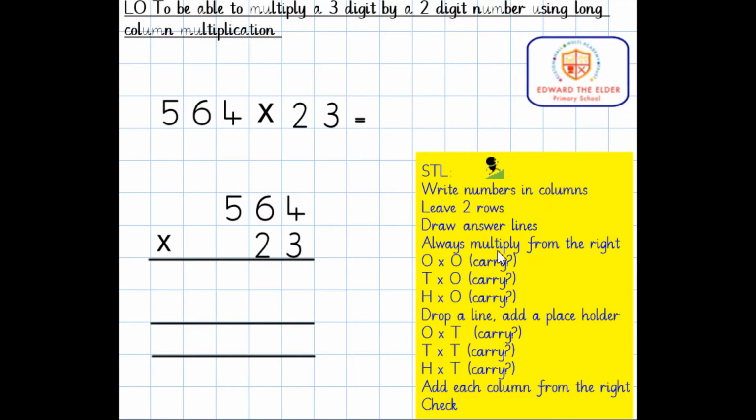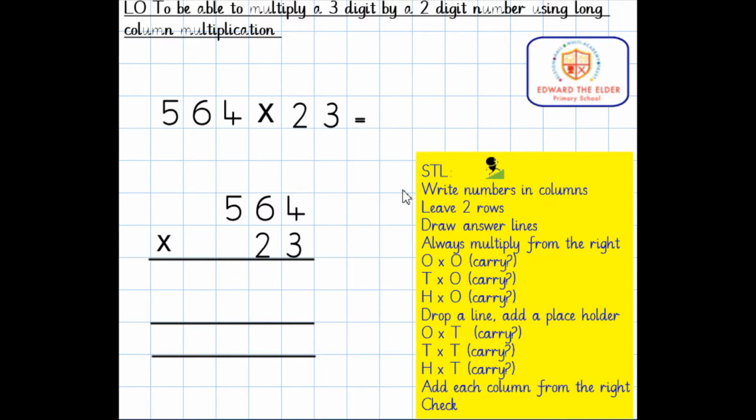Today, our learning objective looks at being able to multiply a 3-digit by a 2-digit number using the long column multiplication. My number sentence is 564 multiplied by 23. And I will use my steps to learning to help me complete this calculation.